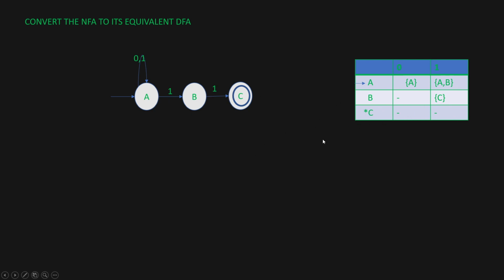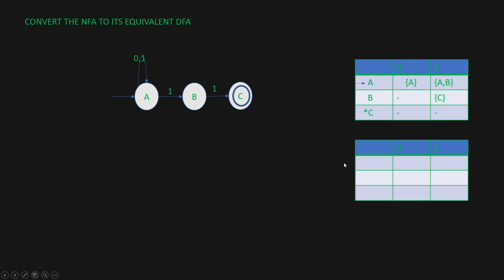All right, now let's first construct an equivalent transition table for DFA. Let's say we're in state A, the starting state. You get input 0, you're going to stay in state A itself. You get input 1, you're going to A comma B, but you cannot have two states in DFA. So you combine A and B and you form a new state called AB. Now we have reached state AB.